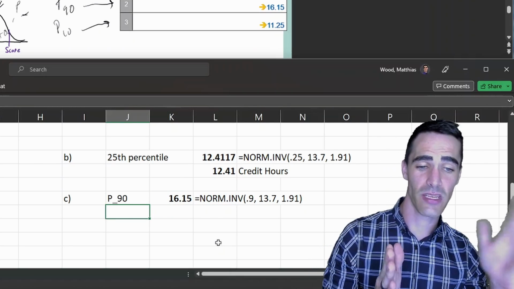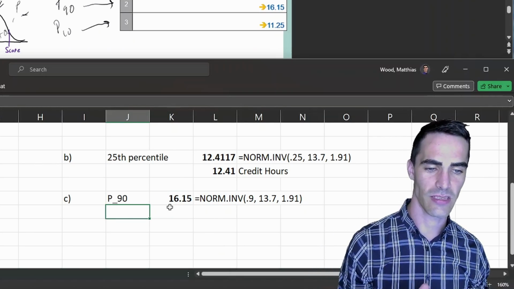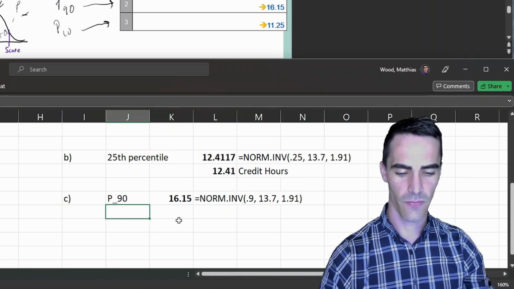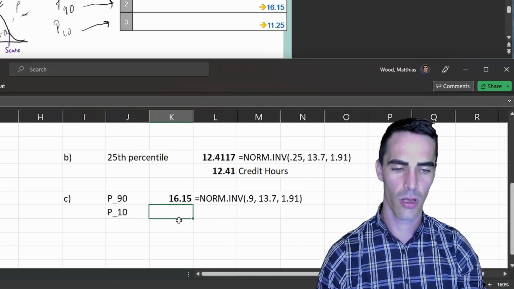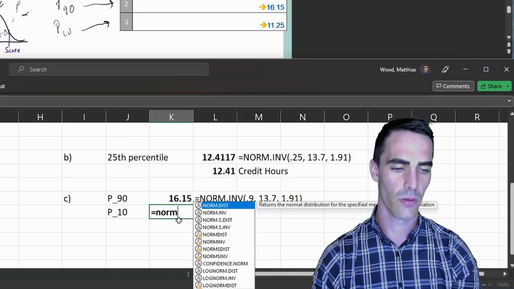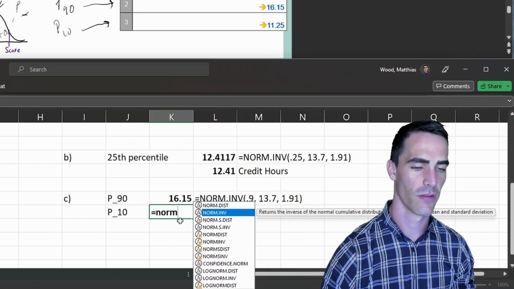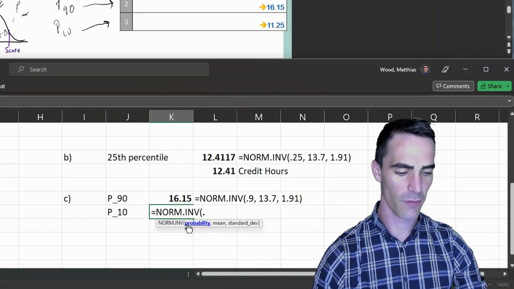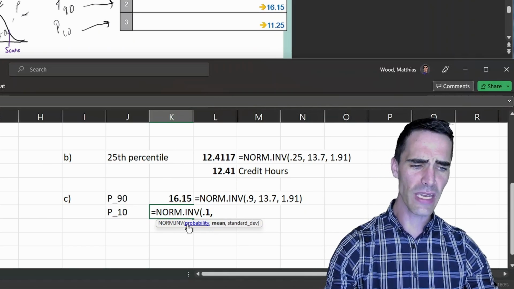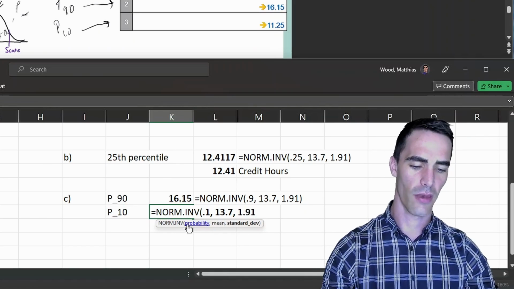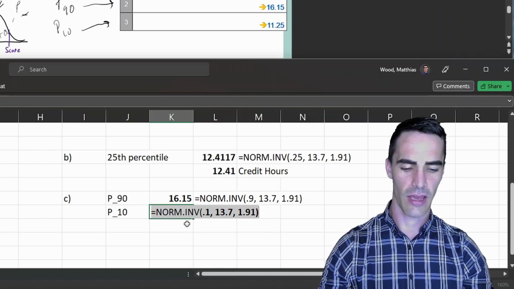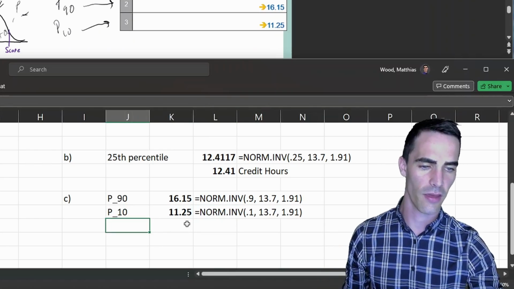That means only 10% of students are taking more than 16.15 credit hours. The next percentile is the 10th percentile. That's the smaller score amongst these 2, equals norm.inverse. I know my probability is 0.1. Mean is 13.7. Standard deviation is 1.91. And I have my 10th percentile.